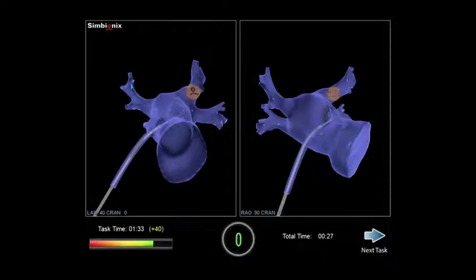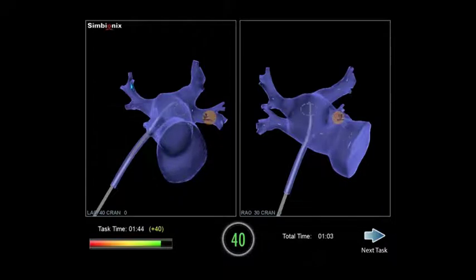You see now that the circular mapping catheter is positioned inside the left atrium, again on the left LAO, on the right RAO. You see here the game which is proposed. You have to enter the left superior pulmonary vein, position stably on the ball, which is the target site. As soon as you are able to stay there firmly, you can get at least 40 points for the first pulmonary vein reached.